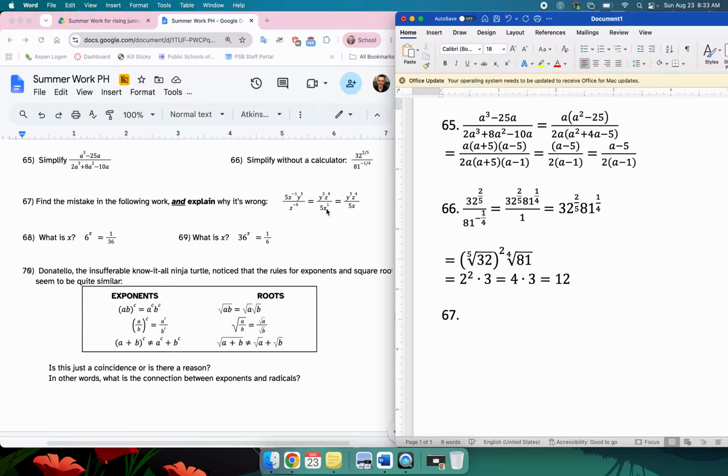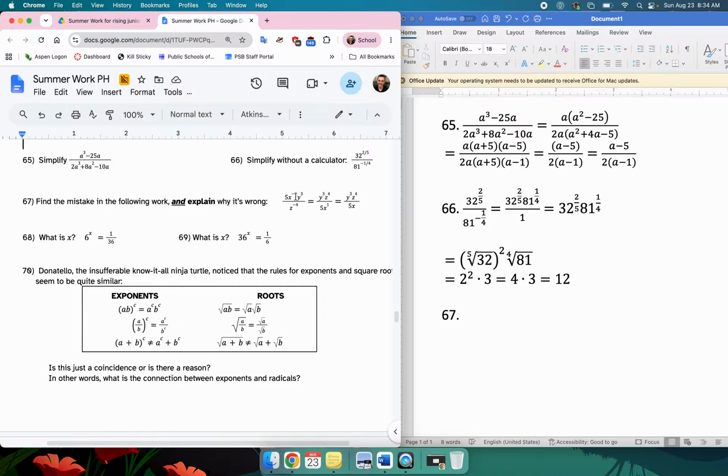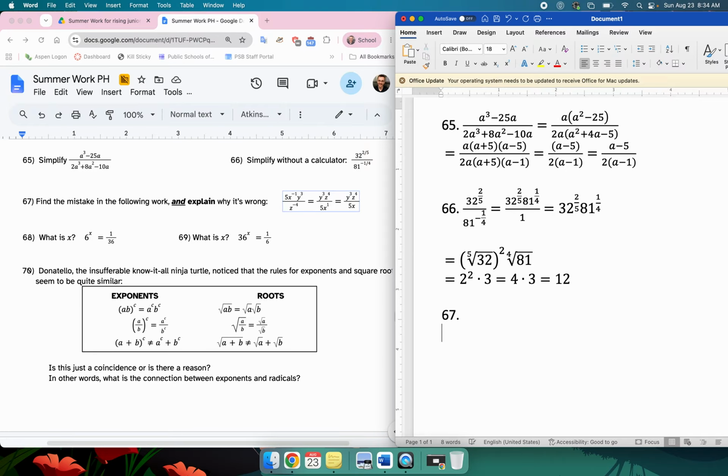67. What's wrong with this problem? It's this. The 5 should not have moved, right? This is a classic student mistake, thinking that this exponent of negative 1 here, students always imagine that this negative 1 is applied not just to the x, but also to the 5. No, it's not. Exponents only affect the thing directly in front of them. So that's one mistake. Is that the only mistake? I think so. Yeah, so that's what's wrong with it.